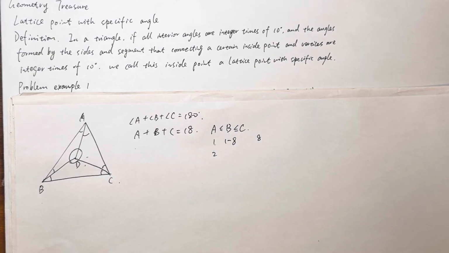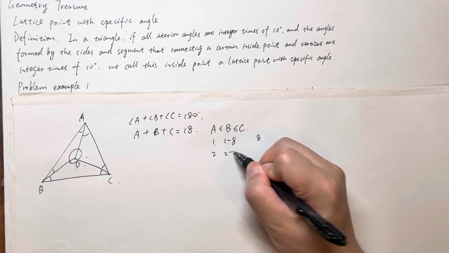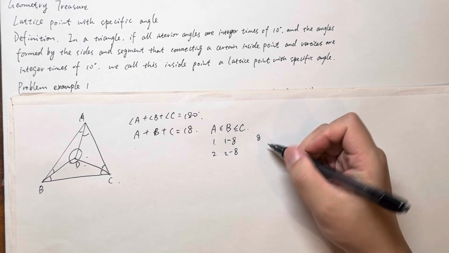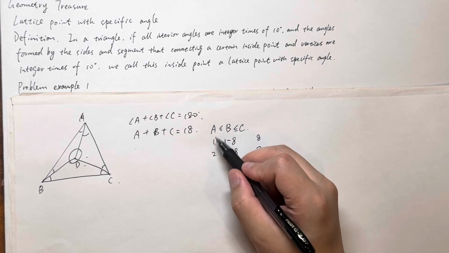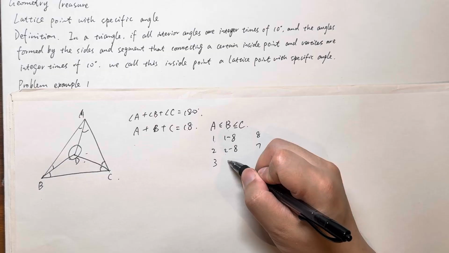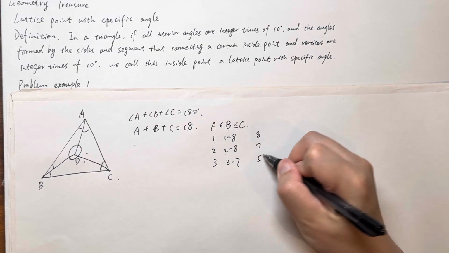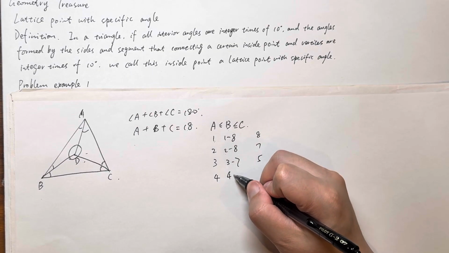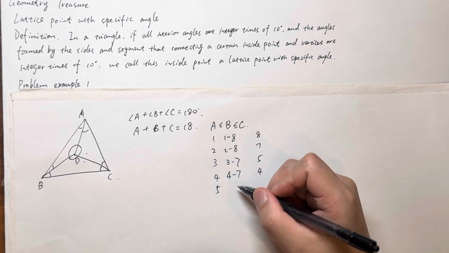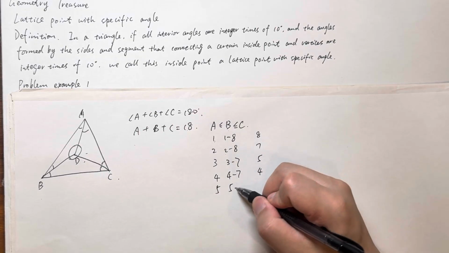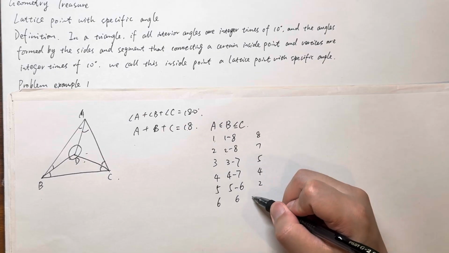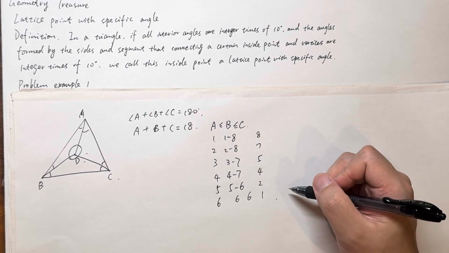If A equals 2, that means B can be from 2 up to 18 minus 2 divided by 2, that is 8. So 2 to 8, which is 7 cases. And A can be 3. When A is 3, B is 3 to 7, which is 5 cases. A is 4, B can be 4 to 7, which is 4 cases. A can be 5, B can be 5 to 6, which is 2 cases, and A can be 6. B can only be 6, C is 6, which is 1 case, right?